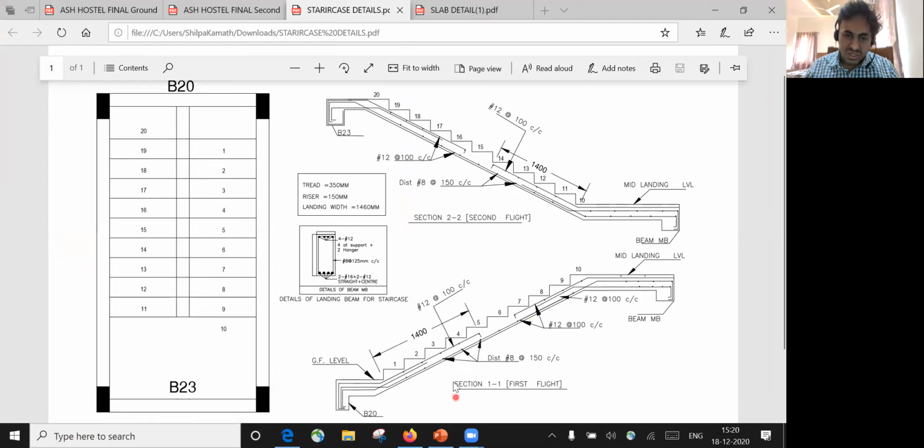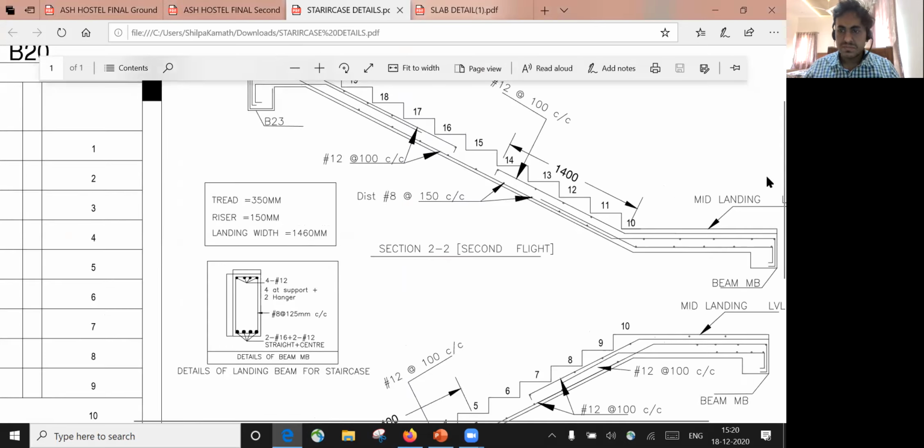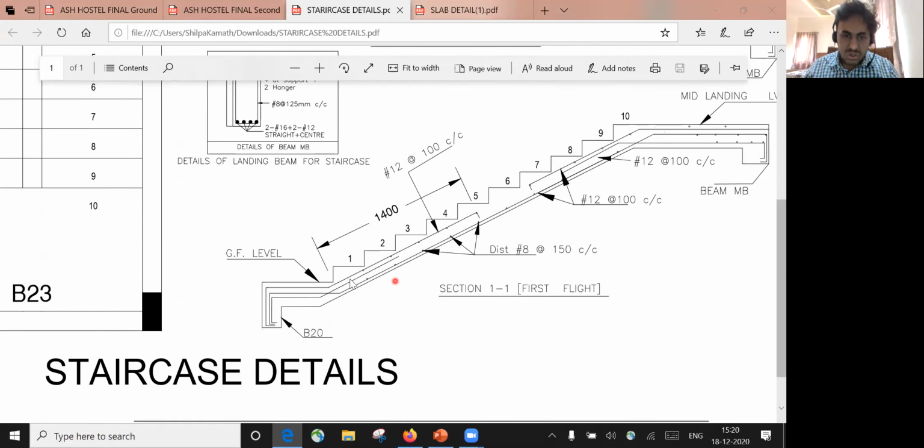So what is mentioned here, try to observe. It is written wherever there is a dot here. I'll try to zoom in. This dot what you can see here, there's a dot here, there's a dot here. Wherever there is a dot, it is a distribution bar, and you have to provide 8 mm at 150 center to center spacing. Similarly, the straight bar what you can see here, it has been mentioned that you have to provide a 12 bar at 100 center to center spacing. That will be your main bar, whereas the dots will be your distribution bar, which is 8 at 150 center to center spacing.